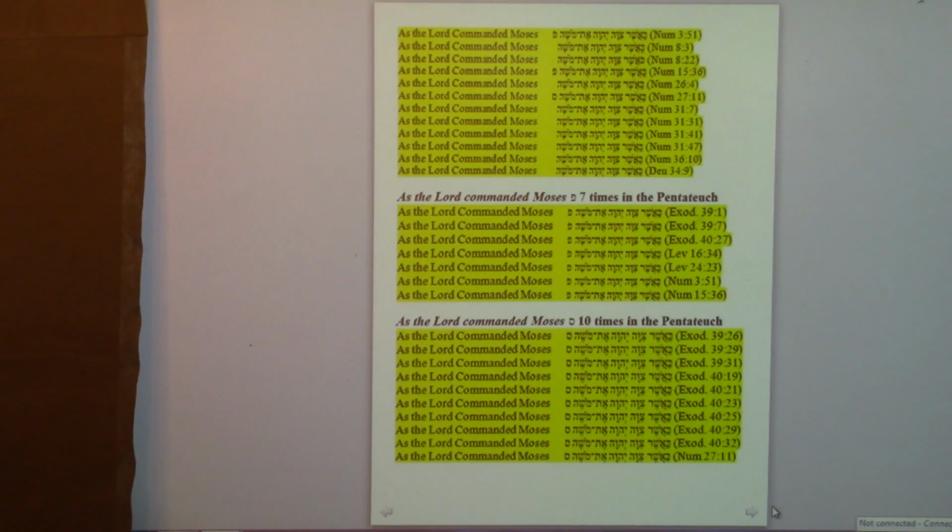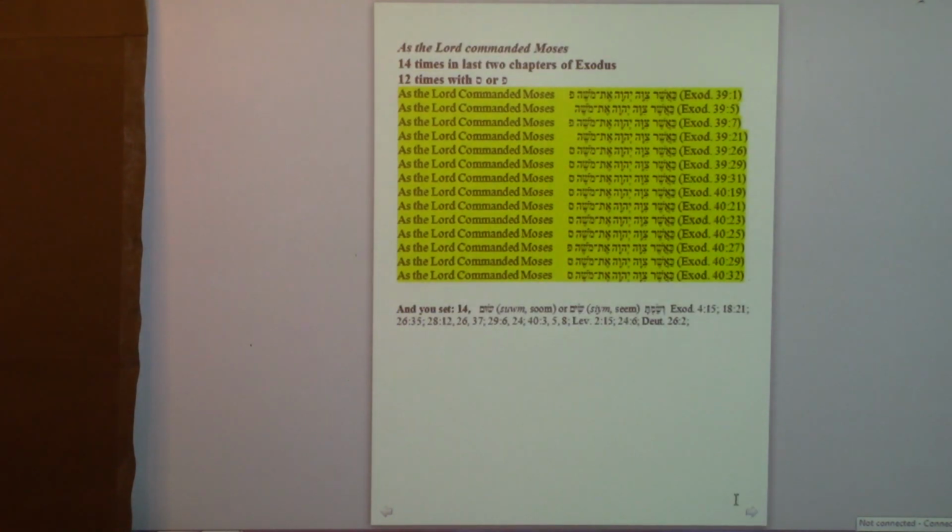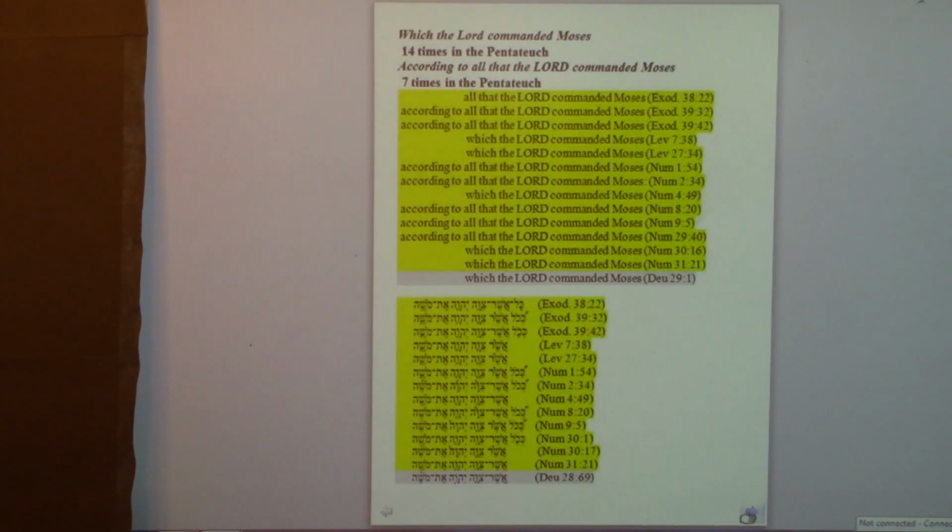times with samech, as the Lord commanded Moses without samech or pei 21 times, as the Lord commanded Moses 14 times in the last 2 chapters of Exodus, 12 times with samech or pei, all in Exodus, which the Lord commanded Moses, just that part, 14 times in the Pentateuch, according to all that the Lord commanded Moses 7 times in the Pentateuch.